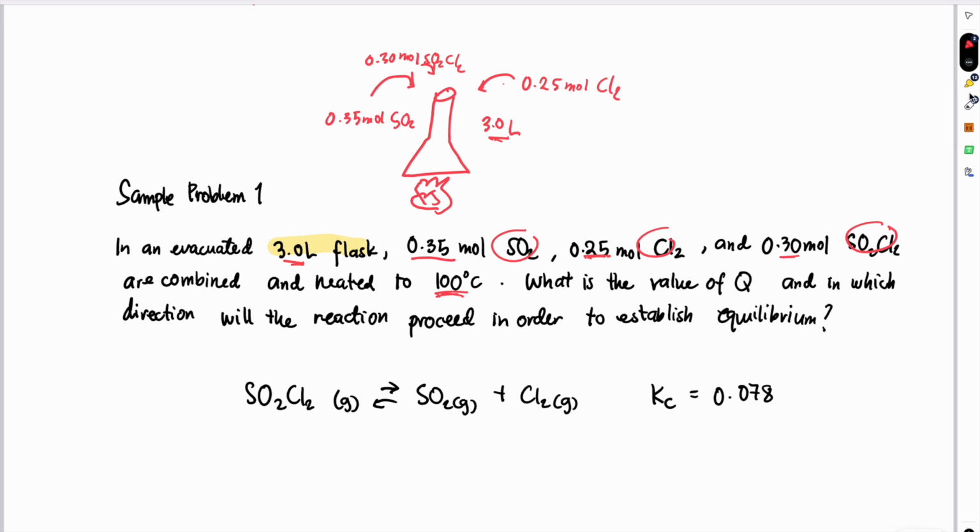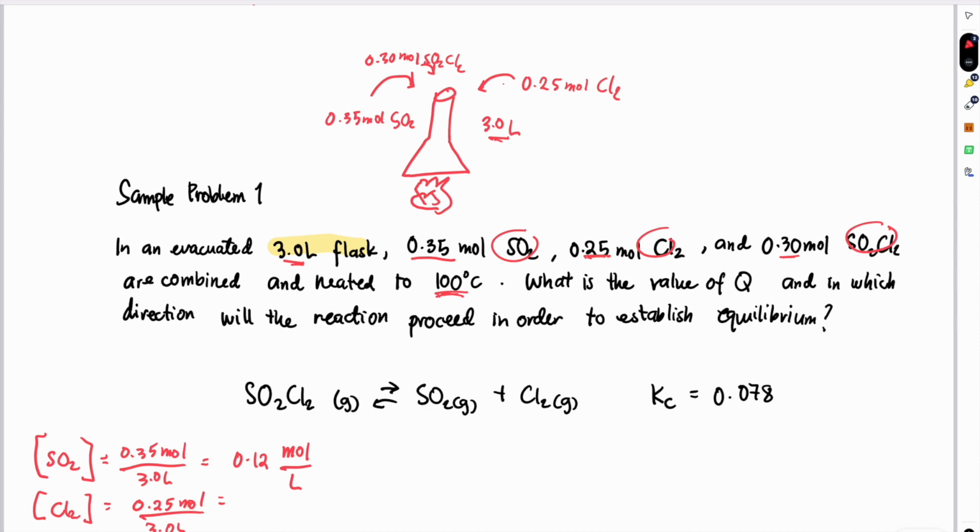So how do we solve this? Okay, so solution. We have 0.35 mole placed in 3.0 L. So this is 0.35 divided by 3.0, which is 0.12 what? Mole over liter, or this is molarity, capital M. Then we add 0.25 mole. This is SO2. This is Cl2 over 3.0 liter.